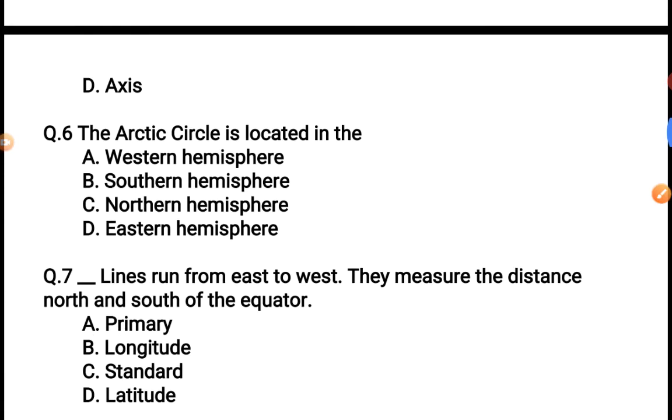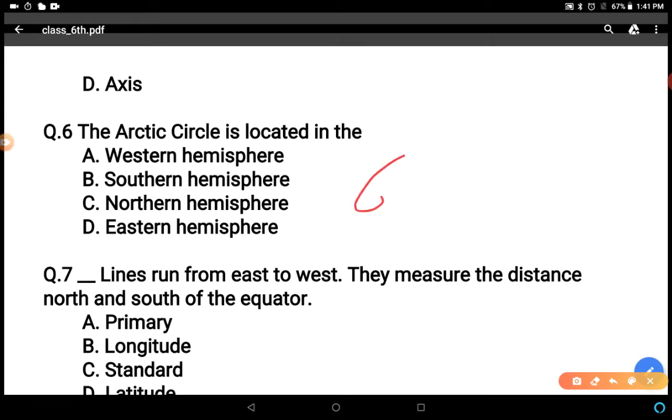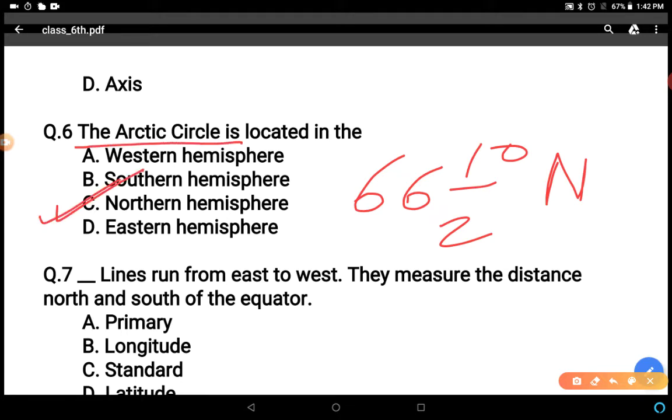The Arctic Circle is located in the western hemisphere, southern hemisphere, northern hemisphere, or eastern hemisphere. Where is the Arctic Circle? It is at 66.5 degree north, clear? The Arctic Circle is situated in the northern hemisphere. So the answer is C.